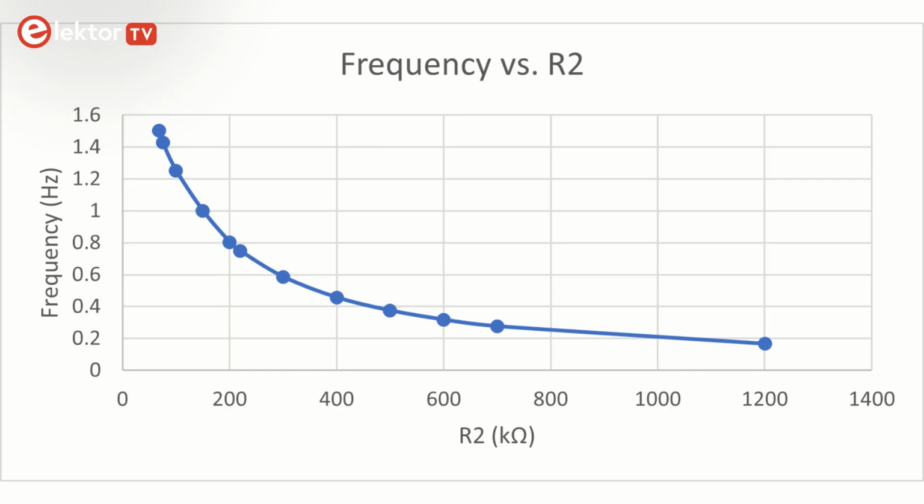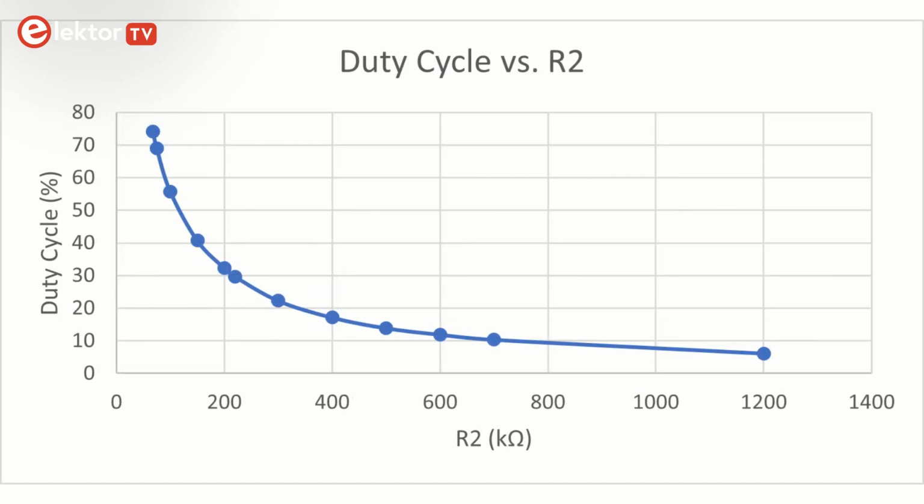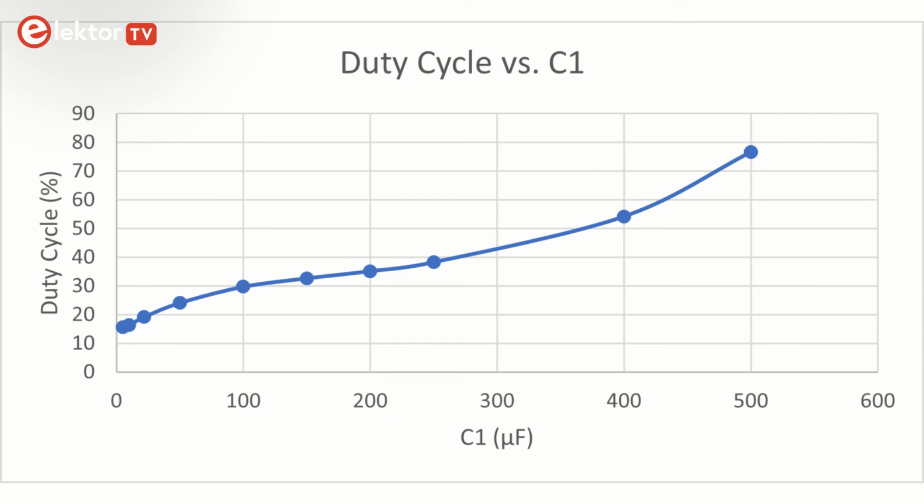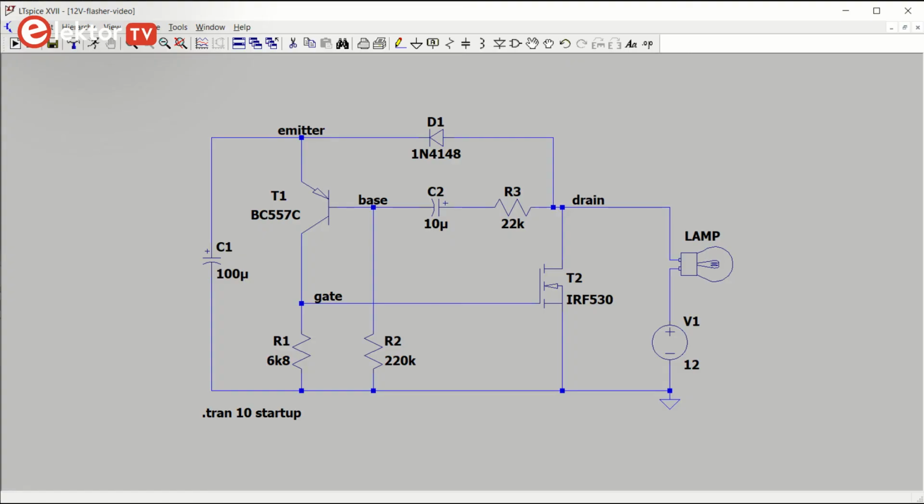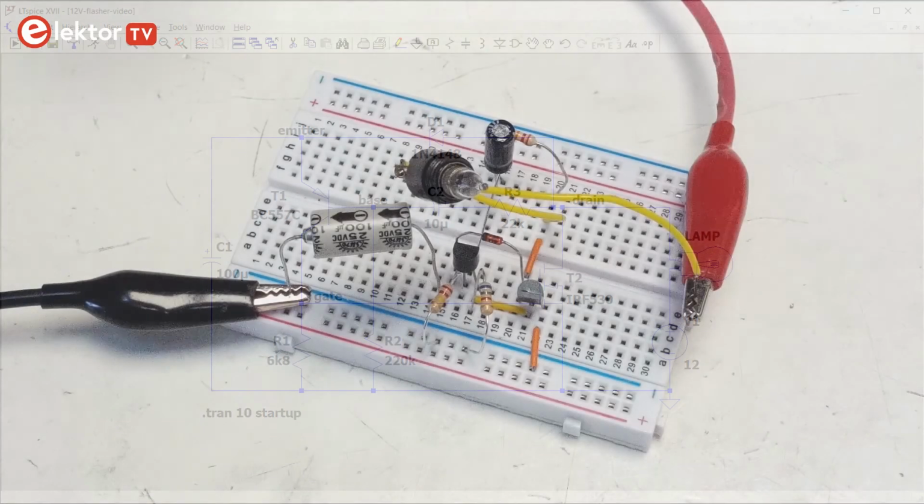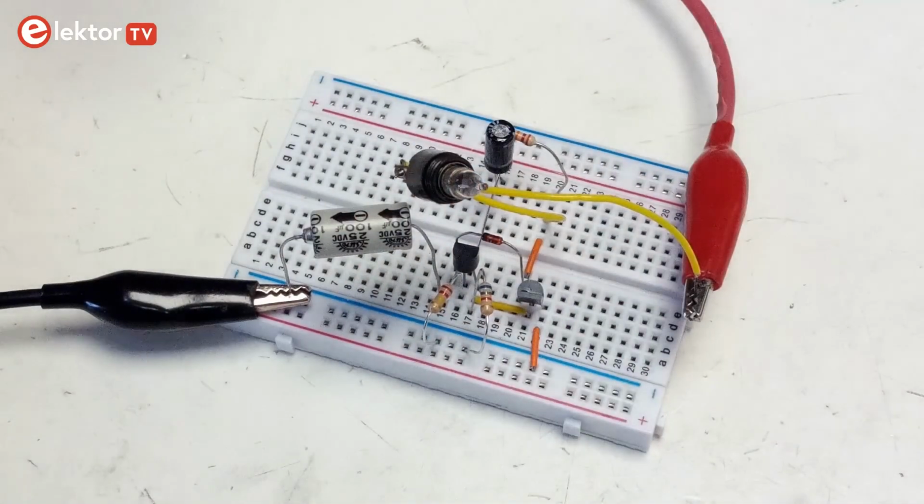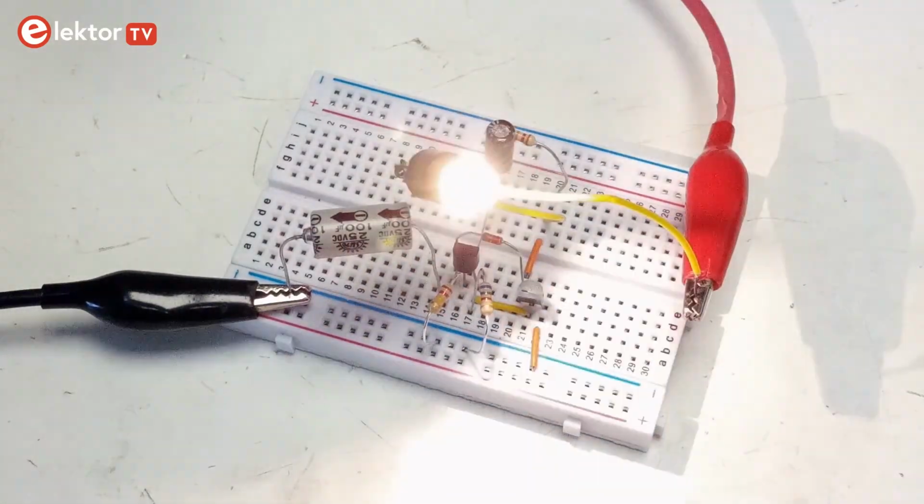Note that when R2 increases, the frequency decreases, but the duty cycle does so too, which may be an inconvenience. Increasing C1 instead decreases the frequency, but increases the duty cycle. This simple circuit does not allow adjusting the frequency and duty cycle independently of each other. Now that we understand how the circuit works and how we can adapt it, all that is left to do is finding a suitable application for it.